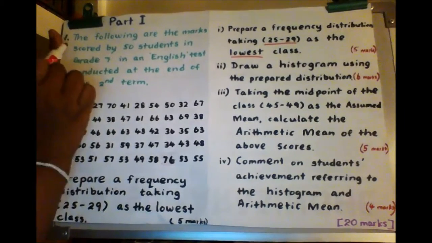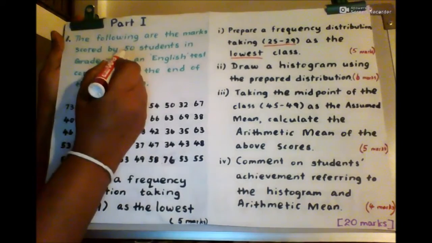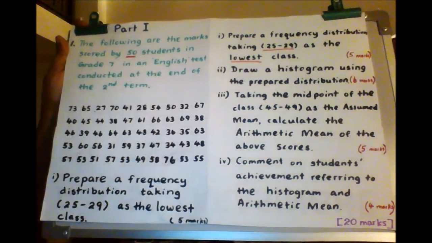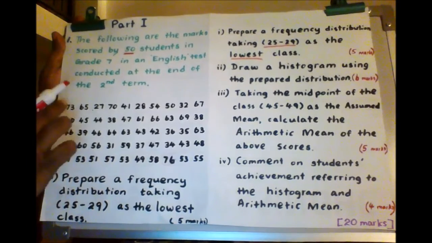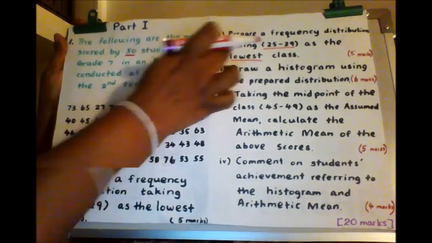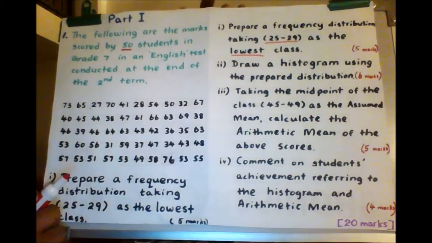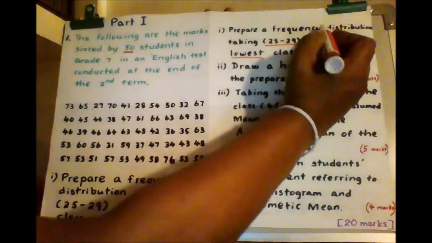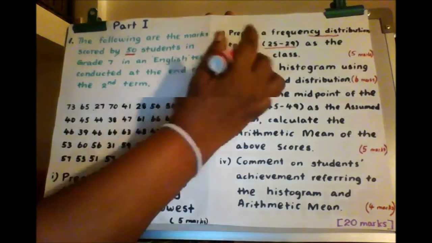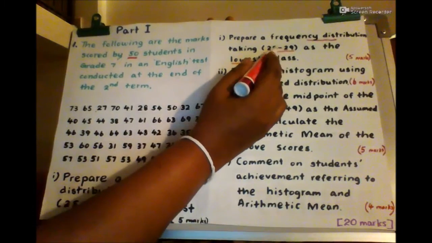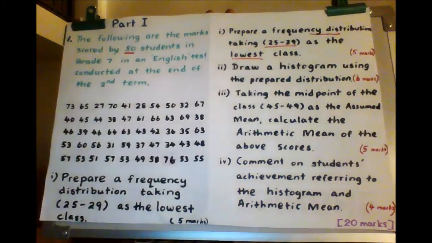Now here, the following are the marks scored by 50 students. What's the key point here? 50. Underline it. Right? 50 students in grade 7 test. Then they have given you the marks. This is the same question, right? I need this later. That's why I wrote it here. Part 1. Prepare a frequency distribution. So you'll have to prepare a frequency distribution taking 25 to 29 as the lowest class. These are the key points, they are underlined.